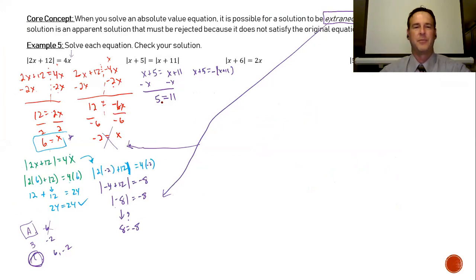All right, so does 5 equal 11? No, it does not. So this is a weird one where you're done. Okay, the x's canceled out. Some of you did this really well on your test. You're like, hey, x's went away. These are not equal to each other, and you stopped. Make sure you just say no solution.